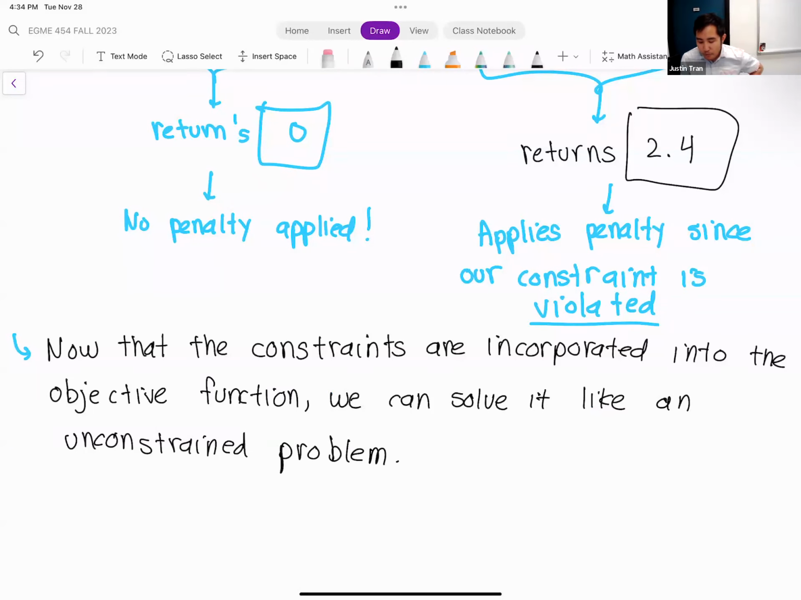When I say solve it like an unconstrained problem, what I mean is that you can use an unconstrained algorithm, so any of the 5 algorithms that we've talked about before: Monte Carlo, random walk, coordinate search, pattern search, or Nelder-Mead.